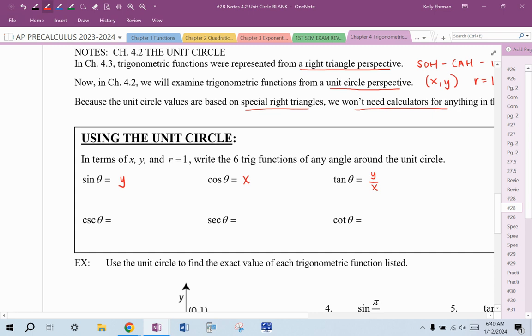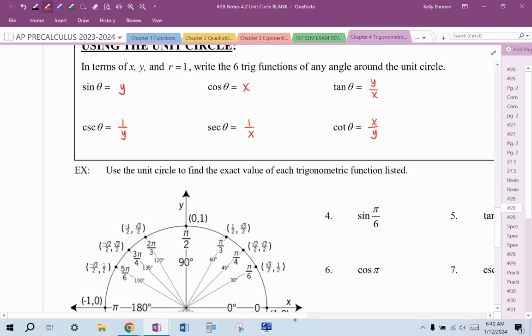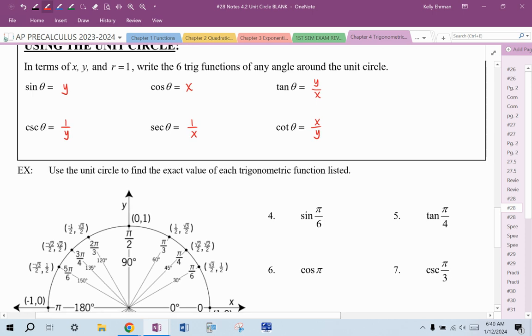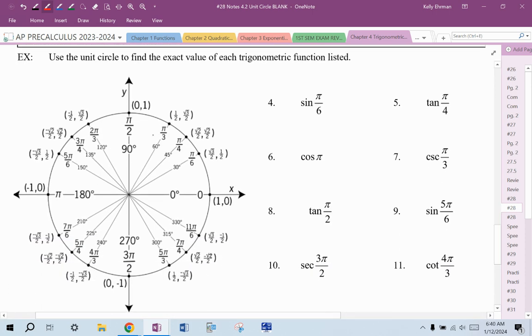Now the reciprocal functions are still reciprocals. So cosecant is the reciprocal of y, secant is the reciprocal of x, and cotangent is the reciprocal of tangent. So I'm just going to show you how to evaluate trig functions. Instead of drawing triangles, we can now use any angles, more than just the ones that are in quadrant 1, which is what we've been doing. Now we can look at any angle around the unit circle and figure out the sine, cosine, or tangent.